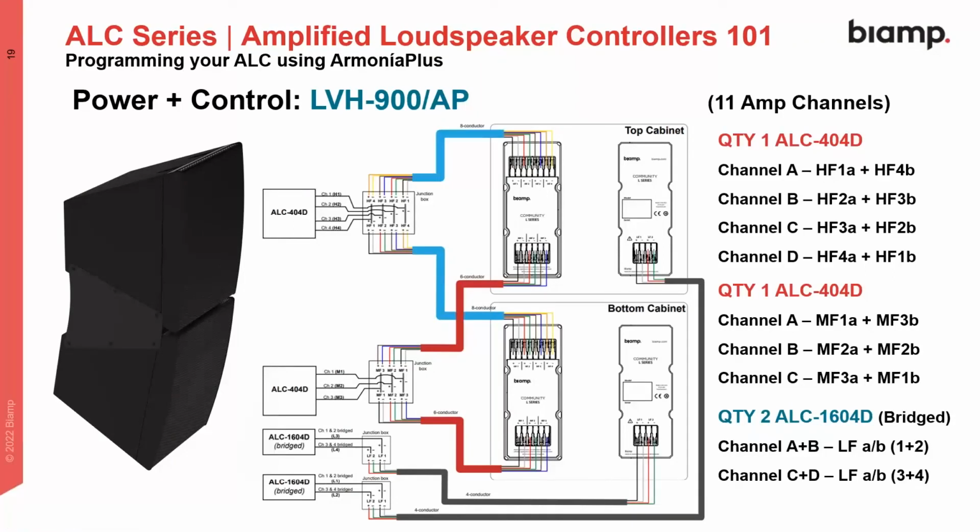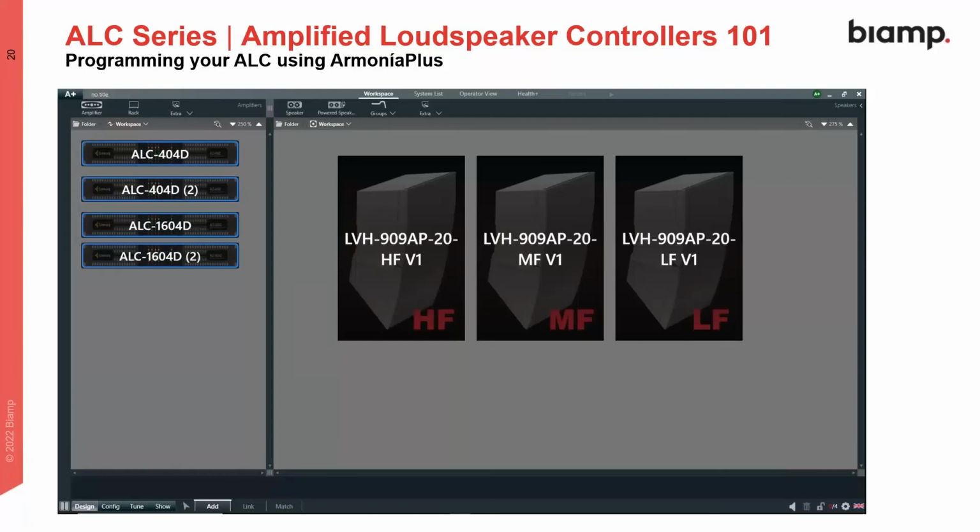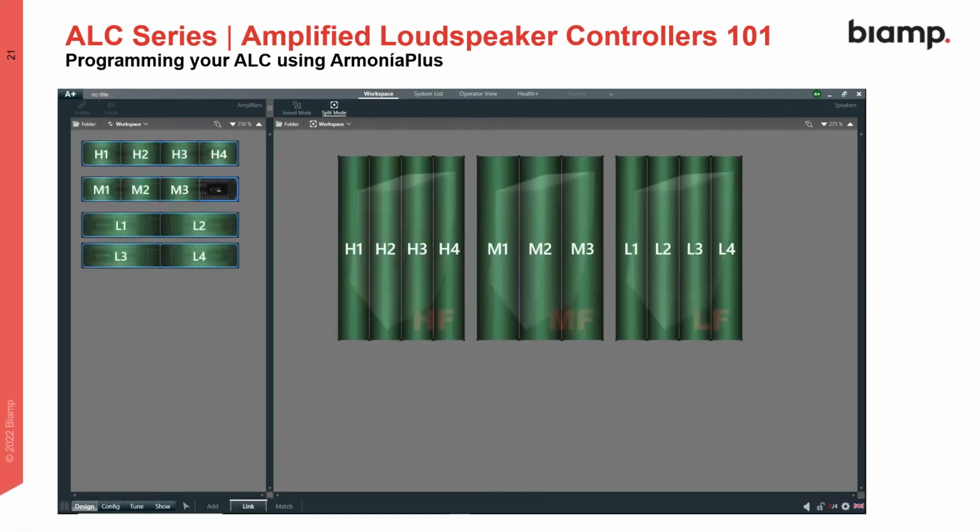Some LVH 900 active plus. Here's where ALC becomes really fun. So yes, 11 amp channels to make this all happen. What does that look like in ArmoníaPlus? Well, you load these as individual modules. You'll load the high frequencies, you'll load the mid frequencies, and you'll load the low frequency of a 909 AP20, okay? And then you will go ahead and link all those channels accordingly like we did earlier.